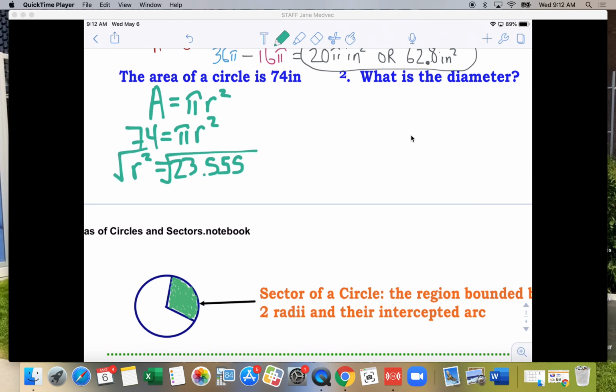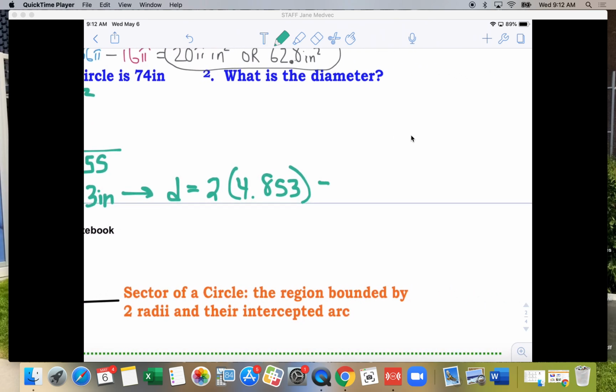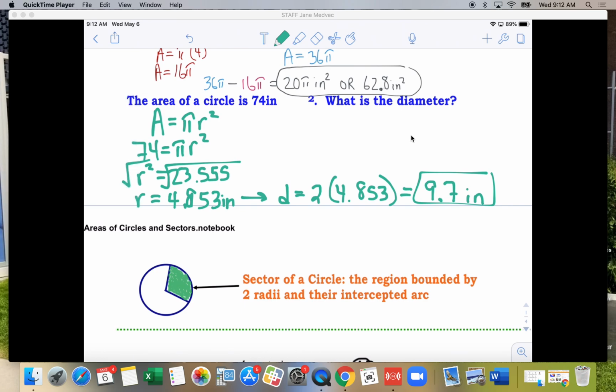I'm going to square root both sides, and I'm going to show what I'm doing. My radius ends up giving me 4.853 inches. Then to find the diameter, you take 2 times 4.853, and that would give me 9.7 inches. Again, it depends on whether you round to the nearest tenth or the nearest hundredth. Never cut things off, because that can skew your answer. The only time you round is in your final answer.